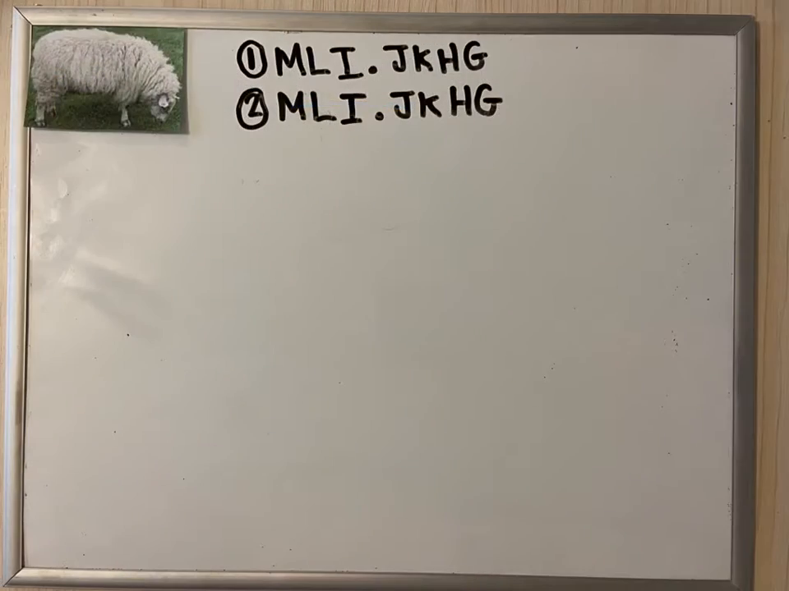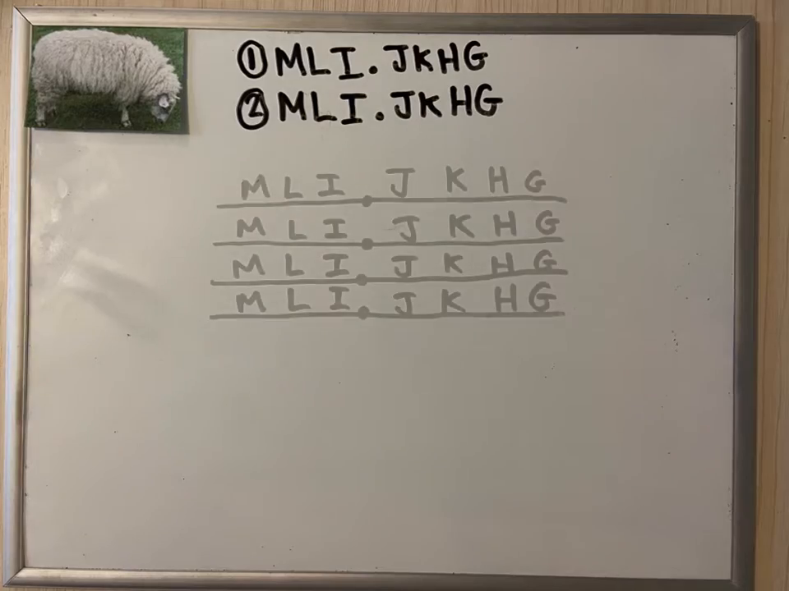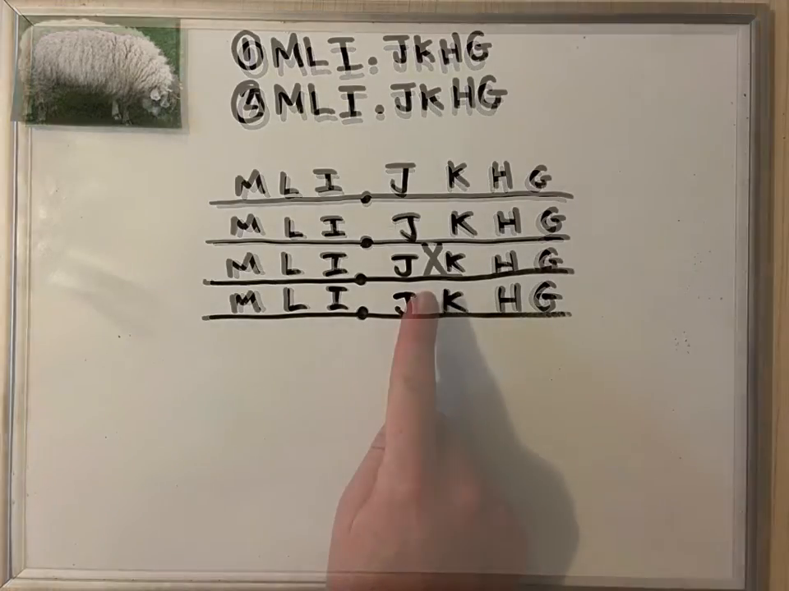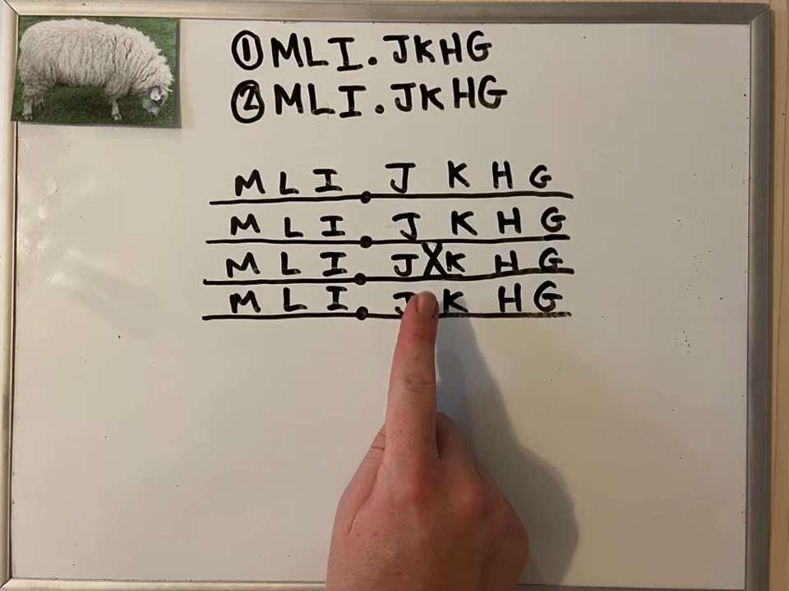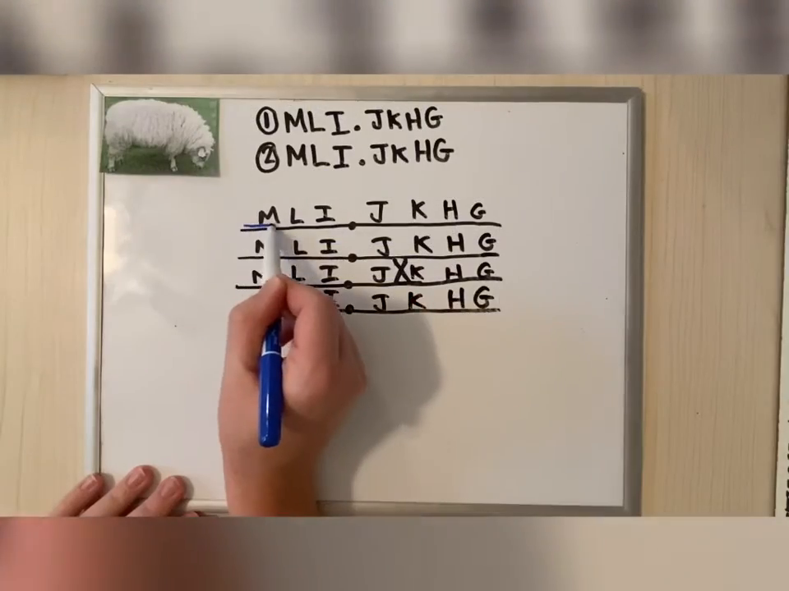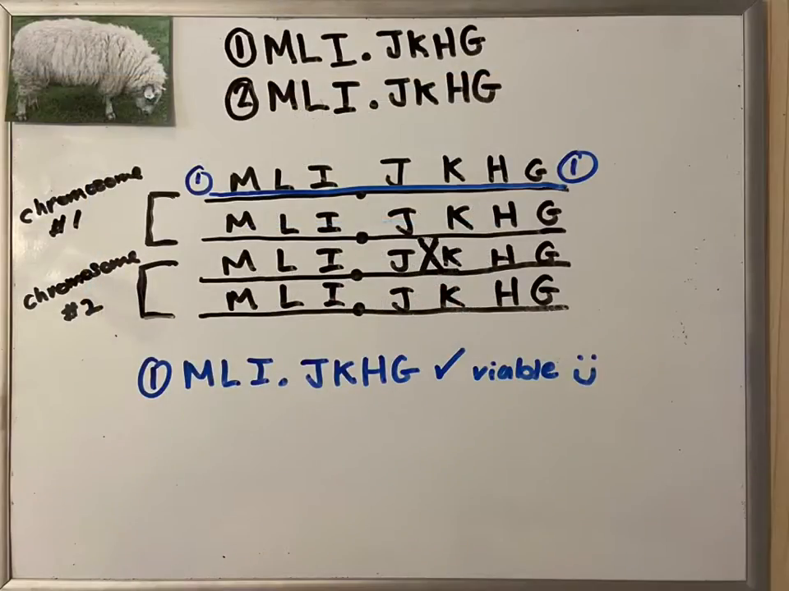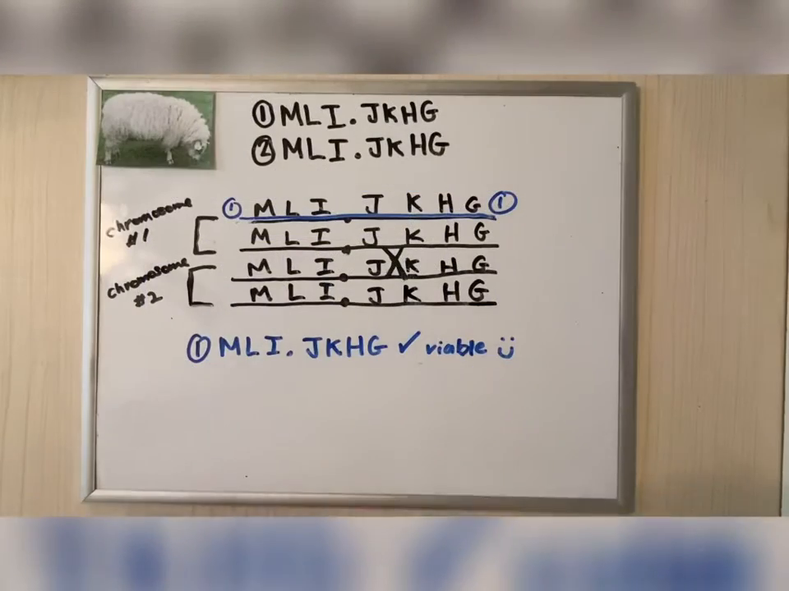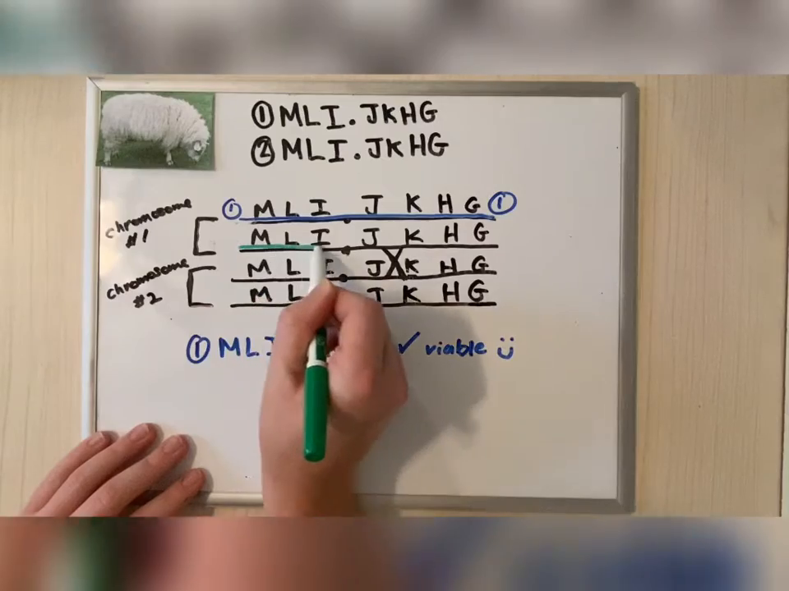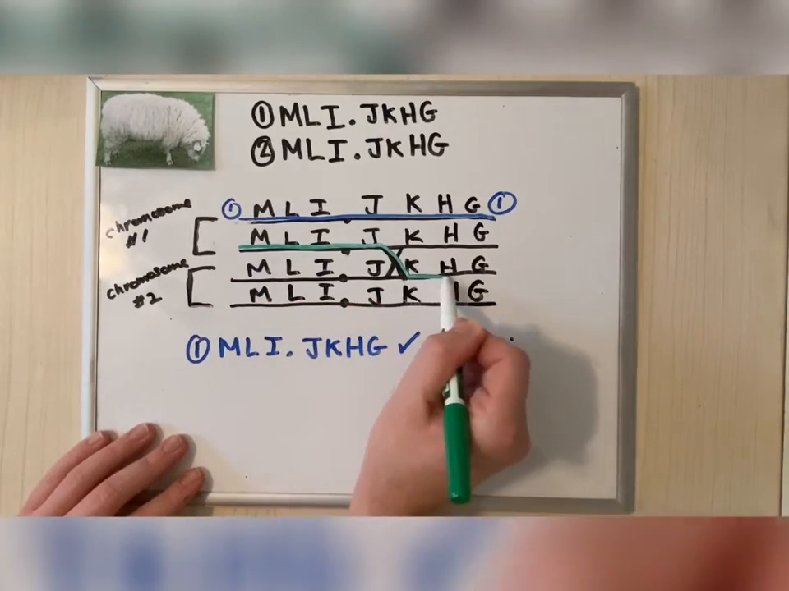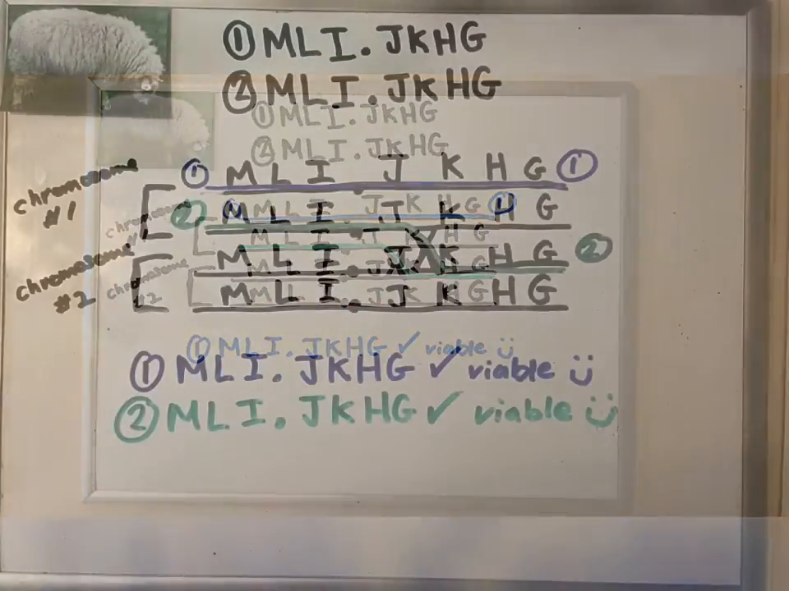The white sheep has the following two chromosomes. We can write each chromosome out like so, representing the crossover between regions J and K here. Following our top line, we get the chromosome MLI.JKHG. This is a viable gamete because it matches the parental chromosome perfectly and has a copy of every region present.